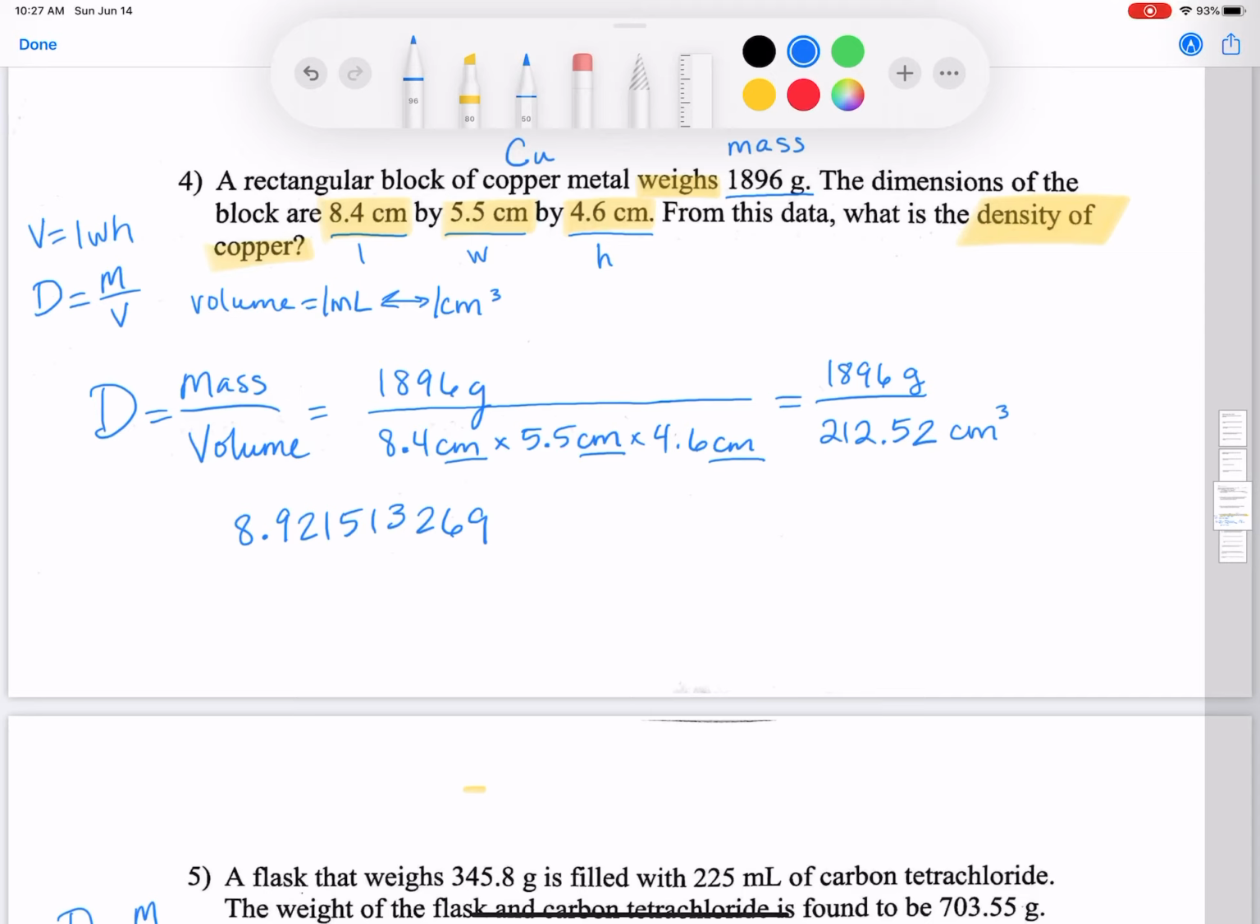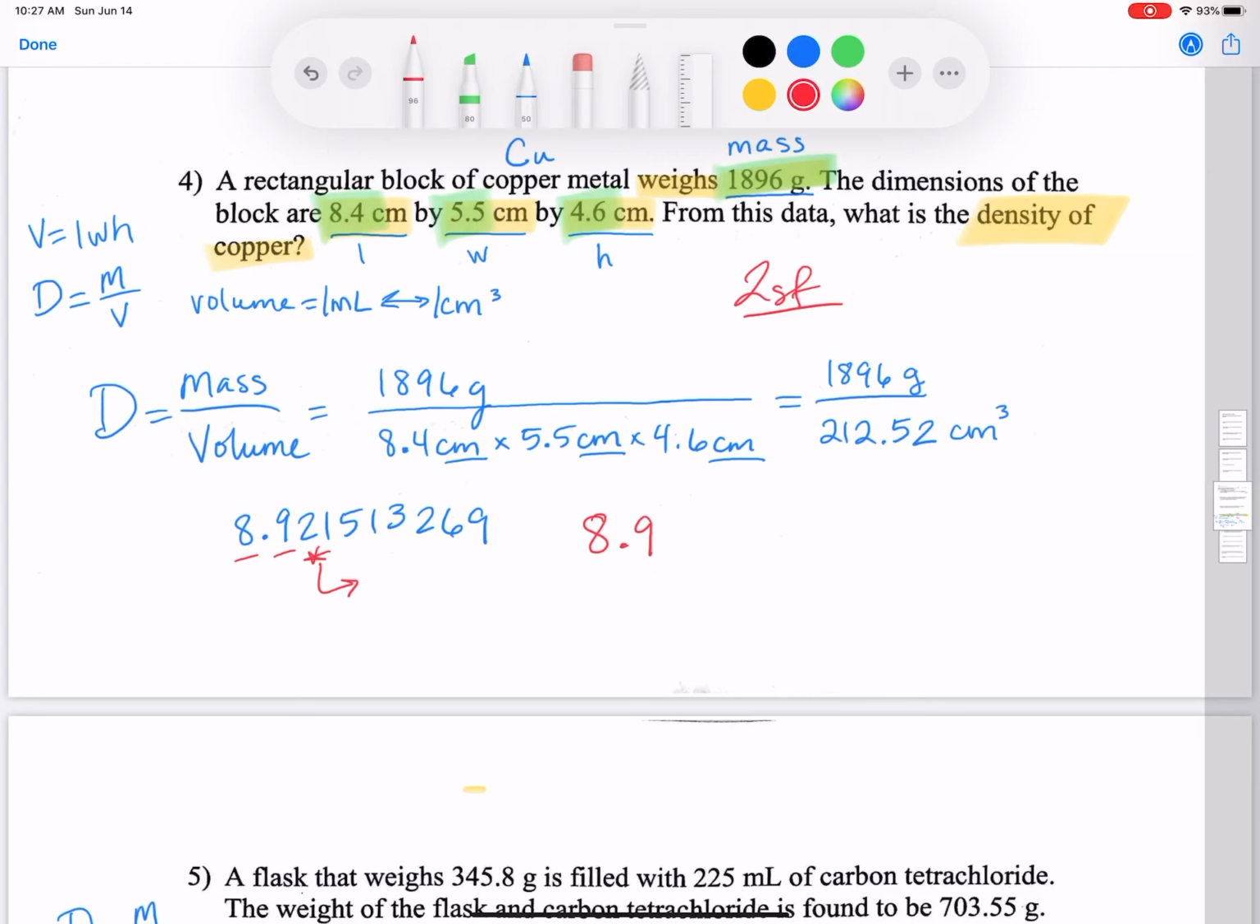Based on my data in this question, if I go back and look at what I had provided, I had 1896. So this right there was 4 sig figs. The 8.4, 5.5, and 4.6, each one of those is 2 sig figs. So my final answer needs to be 2 sig figs. So that's the 8 and the 9. Now I need to do my rounding, so the number behind it, the 2 does not bump up the 9, so the rest of this goes away. So my final answer now is 8.9.